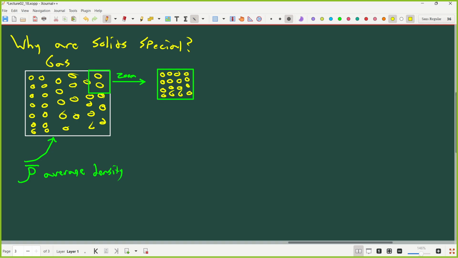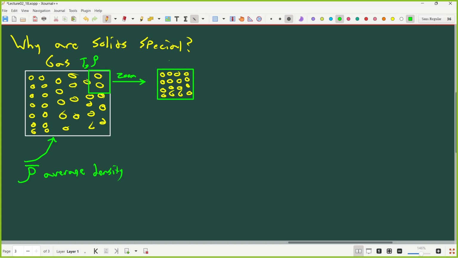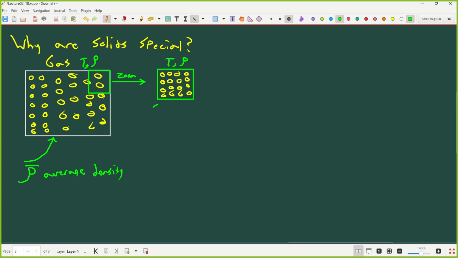And what can I say about this box? If I say that the whole system is at some temperature and some density, then I can also say that this part of the box is also at this temperature and density. It's got the same average density.